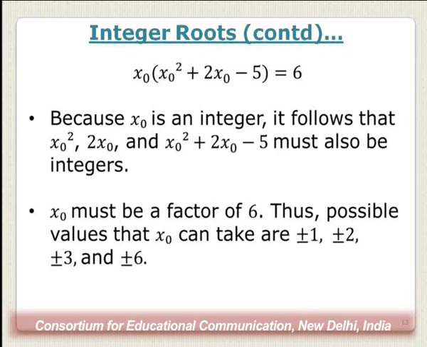So x naught must be a factor of 6. So the possible values that x naught can take, the candidates for our integer roots, are factors of 6. The integer root can only be a factor of 6. So our possible candidates for integer roots would be plus minus 1, plus minus 2, plus minus 3 and plus minus 6. Now what we're going to do is substitute each one of these values into the left hand side of the equation, and if we get a 6 on the left hand side, we will claim that value is an integer root. So let's start this process.